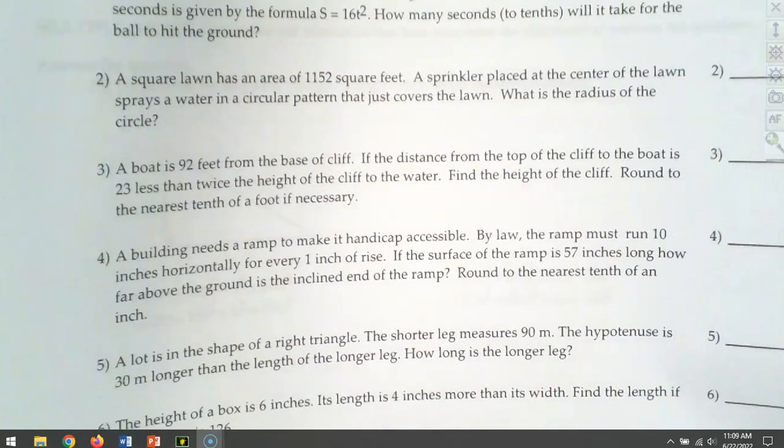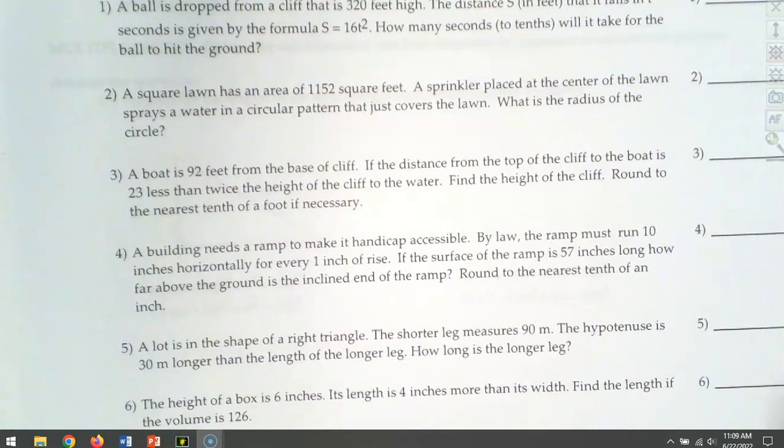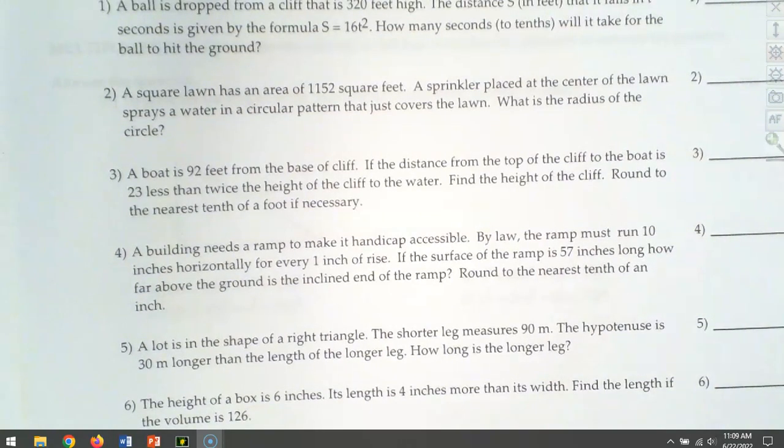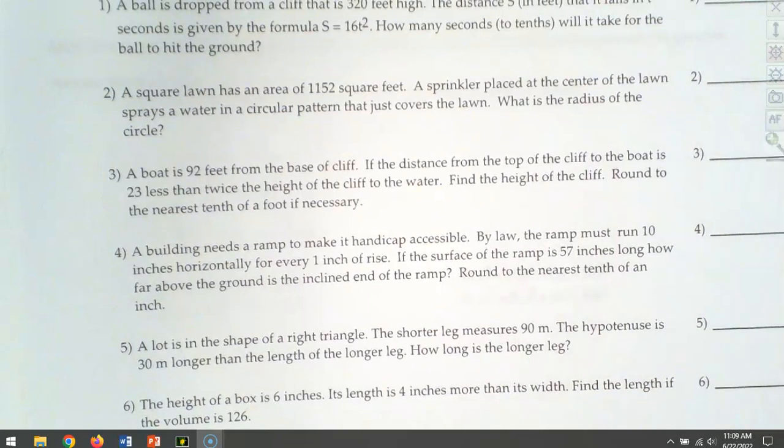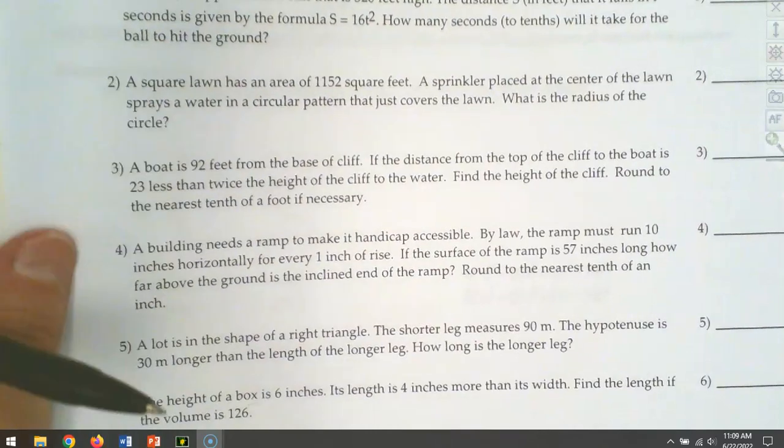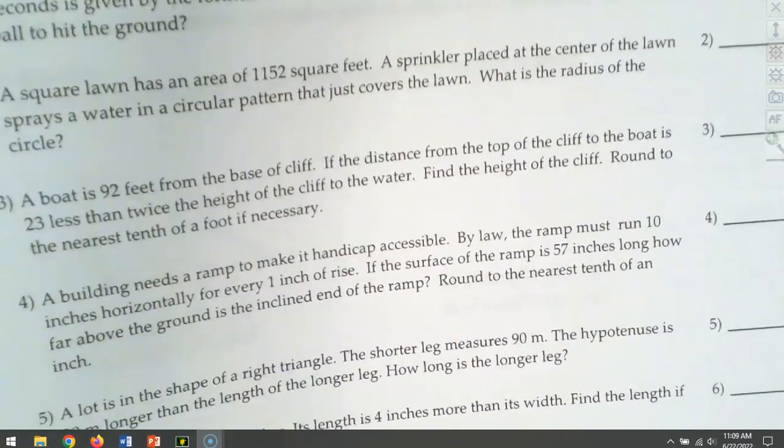Question 4. A building needs a ramp to make it handicap accessible. By law, the ramp must run 10 inches horizontally for every 1 inch of rise, because it can't go up too fast, because then the wheelchairs and things couldn't go up it. So you've got to make sure it's a 10-to-1 ratio. The surface of the ramp is 57 inches. How far above the ground is the inclined end of the ramp?